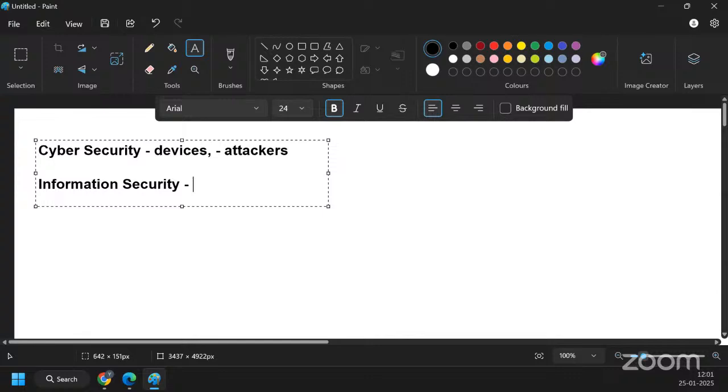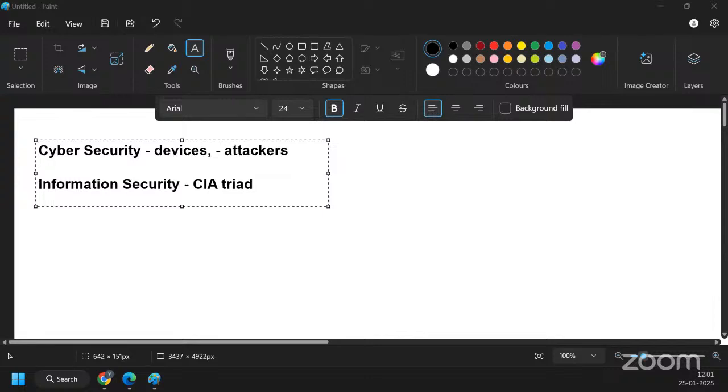So when we are talking about information security, we generally have three things related to our security. That is what we call the CIA triad, right? Whenever we try to protect the confidentiality of information, the integrity of information, and the availability of information, that is what we call information security.